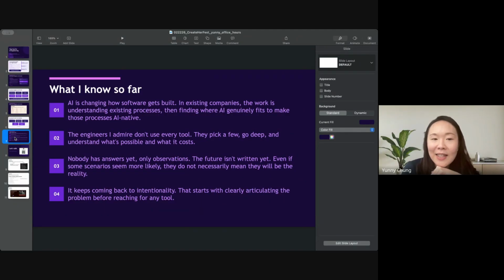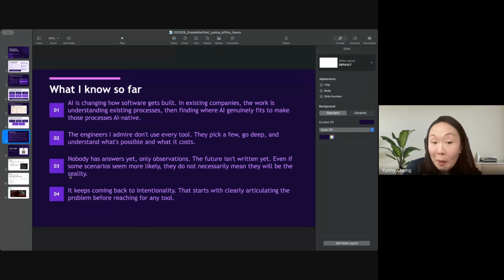Second, the engineers that I admire don't use every tool in the market, because it's impossible, quite honestly. So they pick a few and they go deep. When I say they go deep, they work on one project for a month with that tool only, and then understand what's possible and what it costs. Then they bring that insight to the team, and we brainstorm whether we can use the same tools in our current project as well.